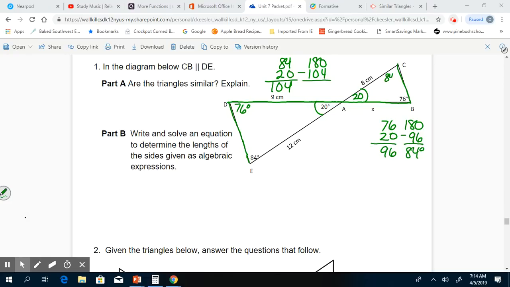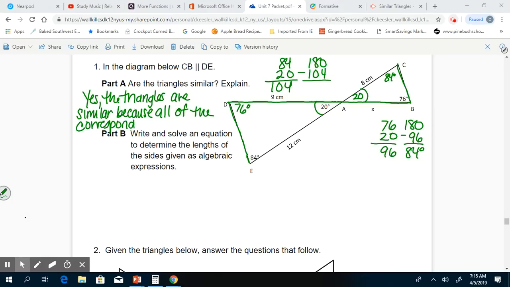So now we've proven that our triangles are similar because, once again, remember that phrase from yesterday, all of the corresponding angles are congruent. So yes, the triangles are similar, because all of the corresponding angles are congruent.